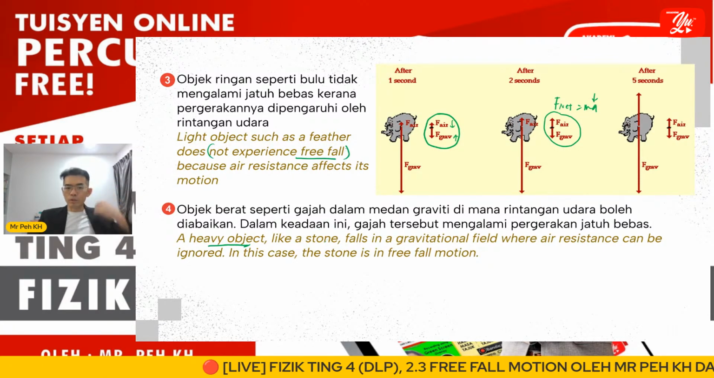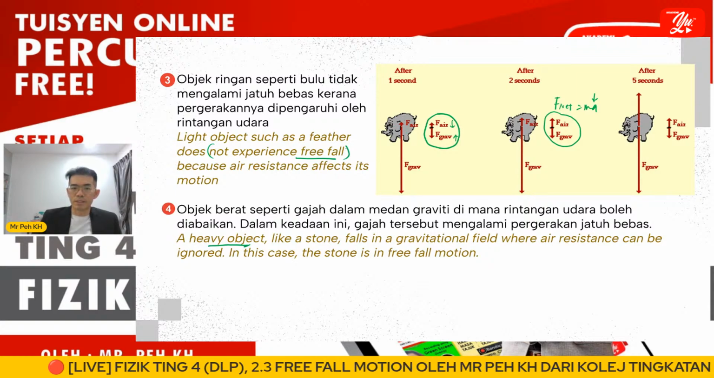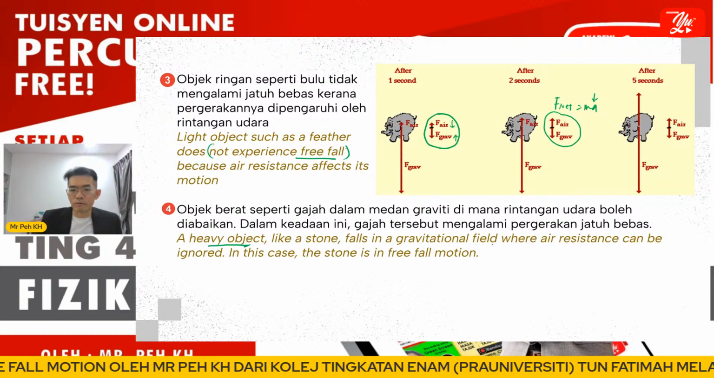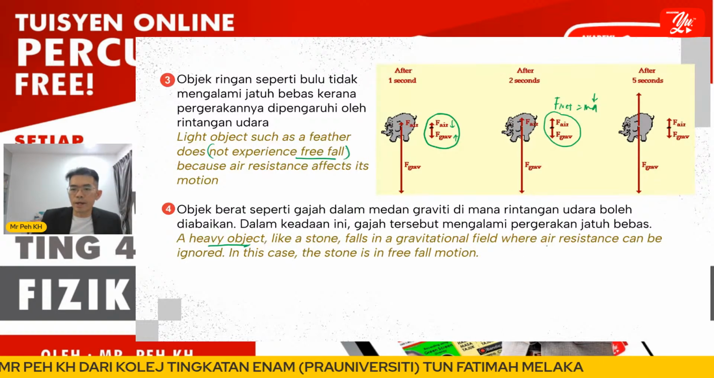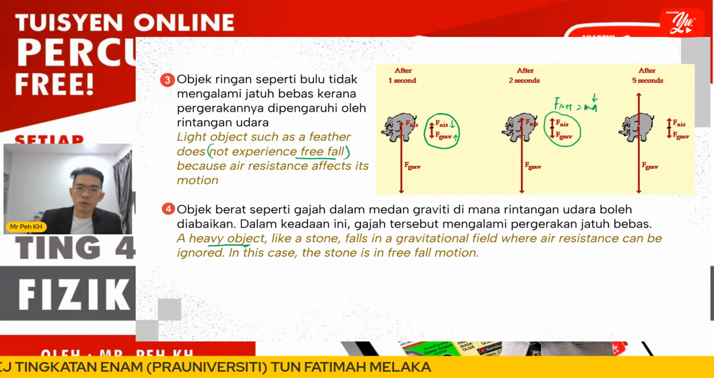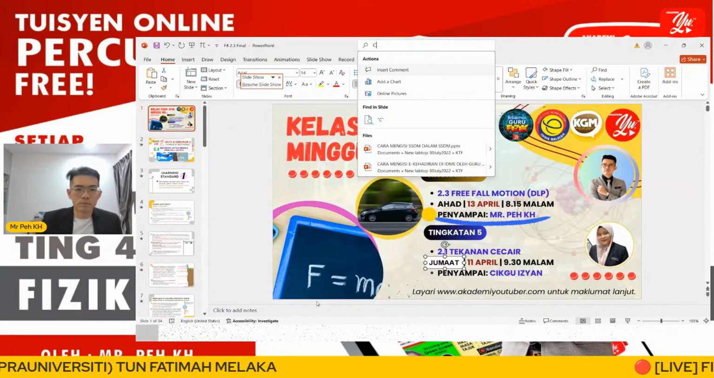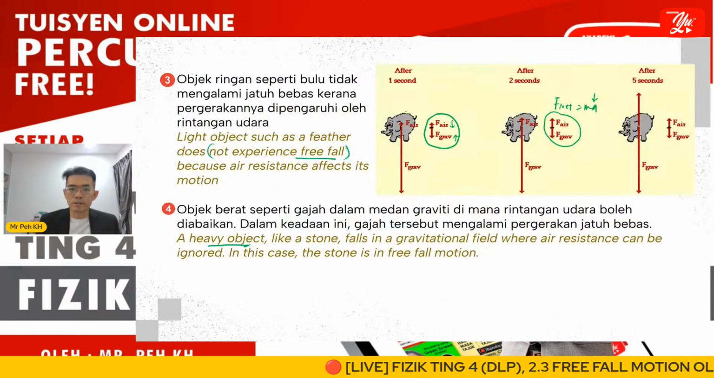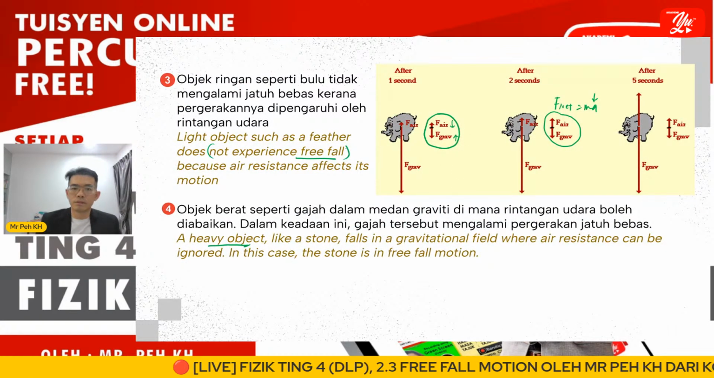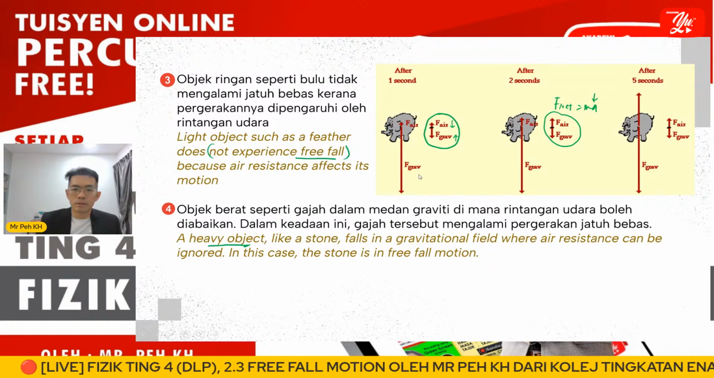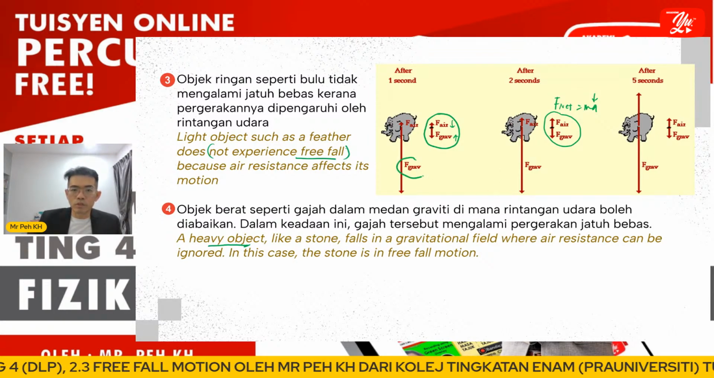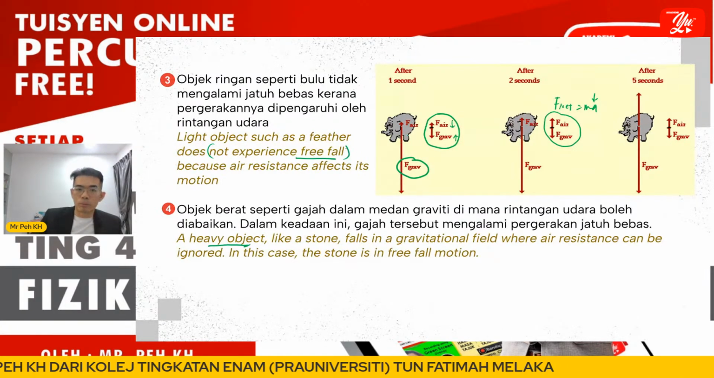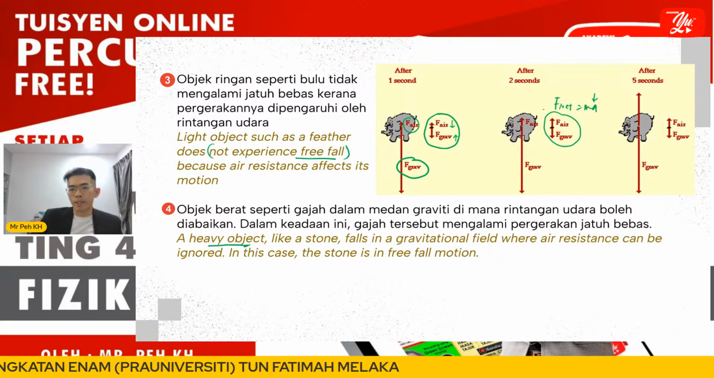heavier, such as a stone, or here we have an elephant as an example object. Okay, so number 4, in the gravitational field where air resistance can be ignored, because here you can look at the first second. The gravitational force is greater compared to the air resistance.